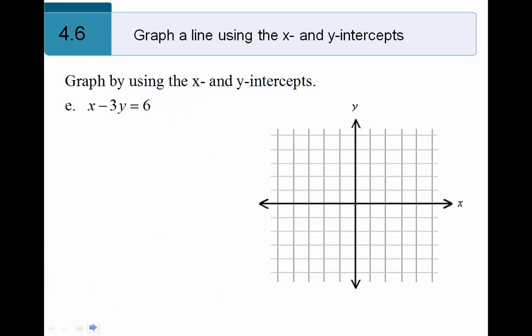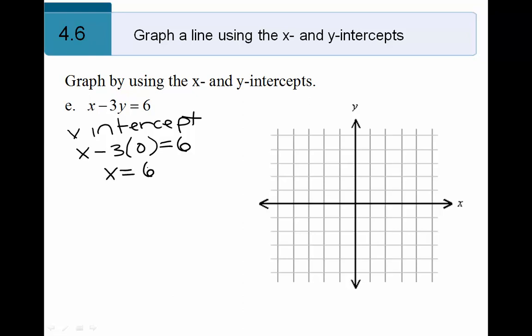x minus 3y equals 6. My x-intercept. Plugging in 0 for y, I will get x minus 3 multiplied by 0 equals 6. Well, 3 times 0 is 0, so that means x is just going to equal 6. So my x-intercept is 6, 0. So I'm going to go right 6, 1, 2, 3, 4, 5, 6. Takes me off the graph. Okay, so I'm just going to put it right there, if you will.